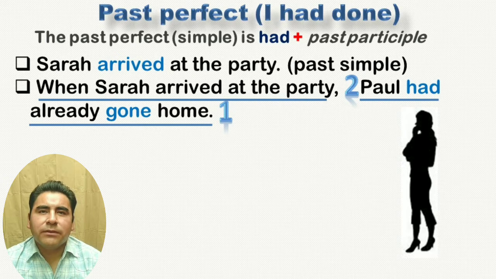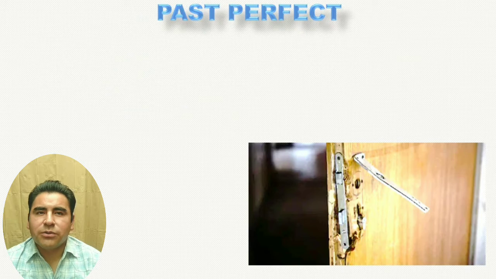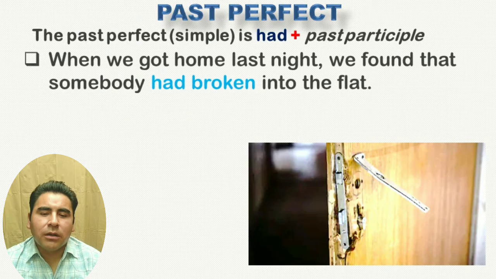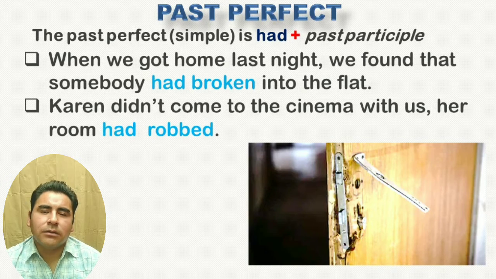Well, the past perfect simple is had plus past participle as always. When we got home last night, we found out somebody had broken into the flat. Don't forget about that: had and the past participle. Okay. Karen didn't come to the cinema with us. Her room had been robbed. The same we have over here with had, and this is past perfect simple.